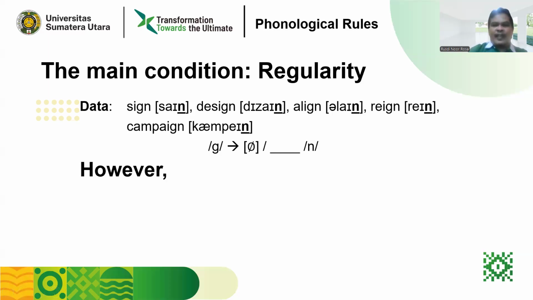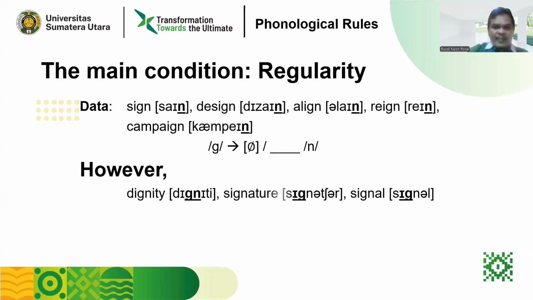However, some cases seem to break the regularity. Why do I say they break regularity? Because G here is pronounced even though it is placed before N. As you can see here, dignity, not "dinity". It means that the sound G is kept. The sound G is not removed. And also in signature, the sound G is also kept. And also in signal. So what should we do now?